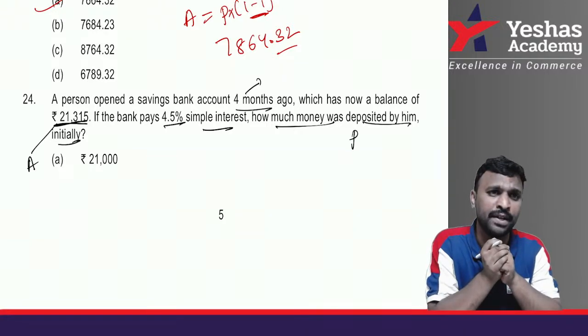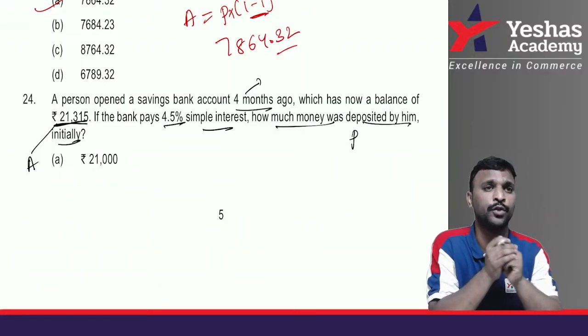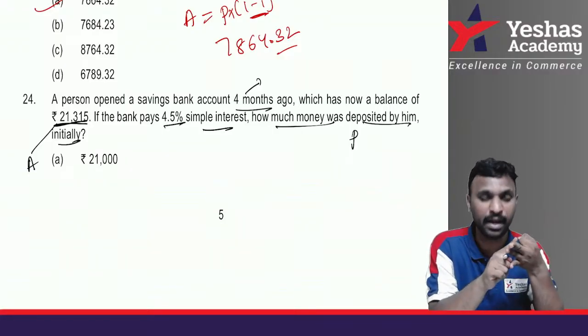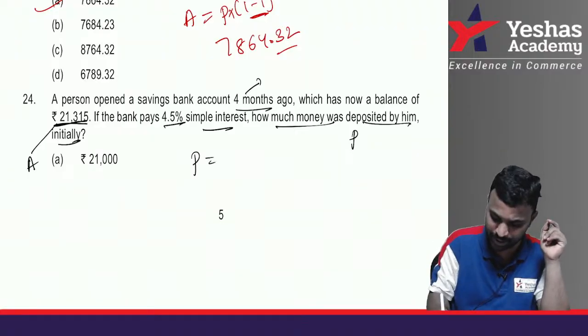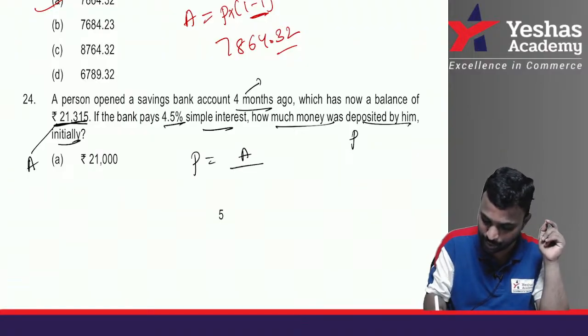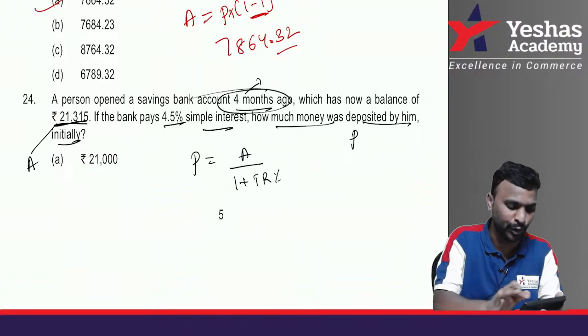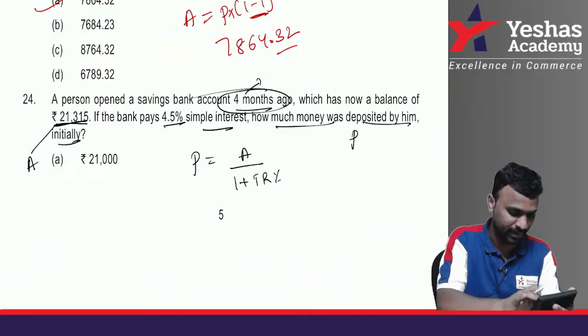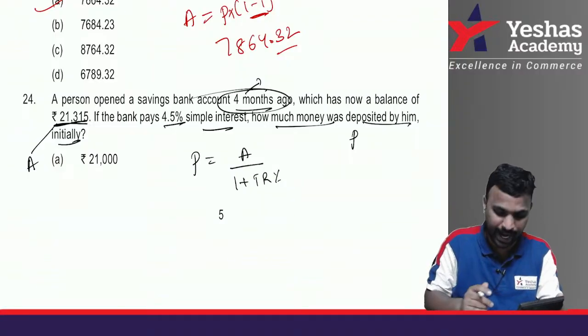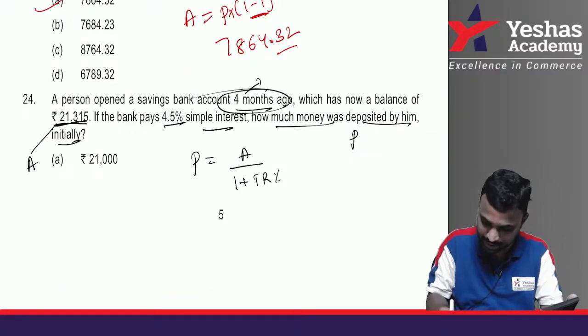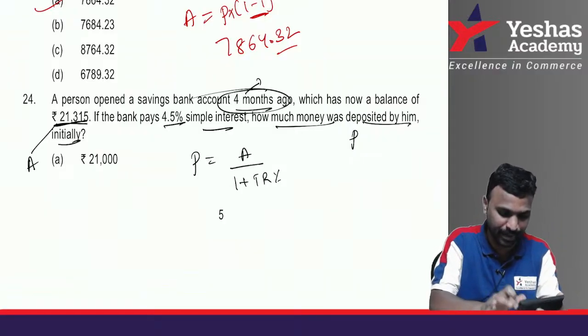Guys, it's a type 2 of simple interest. If you remember, I have given you a shortcut also. Whenever amount, time and the rate are given, you can always find the principal by using this shortcut. P is equal to A divided by 1 plus TR percentage. Look at the time, guys. It is 4 months. Convert that into years. How do you do it? 4 divided by 12, 4 by 12, and into R. What is R? 4.5 percentage.